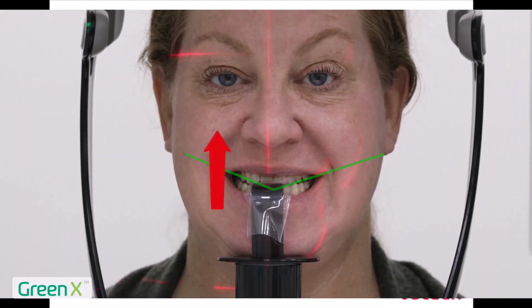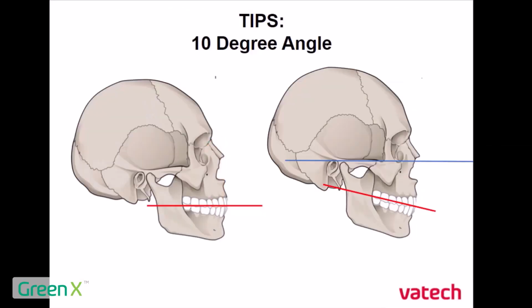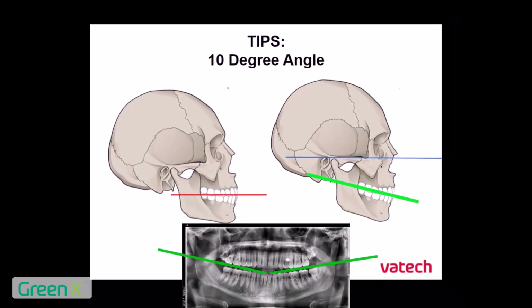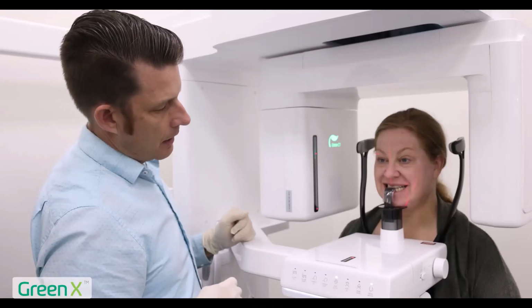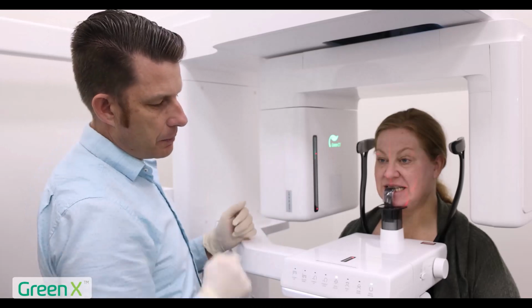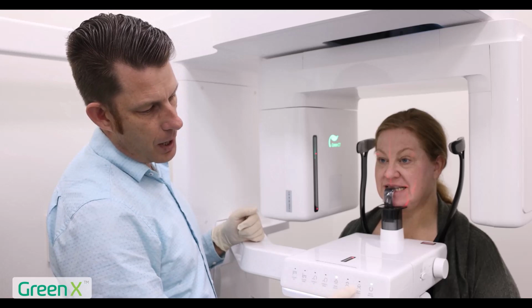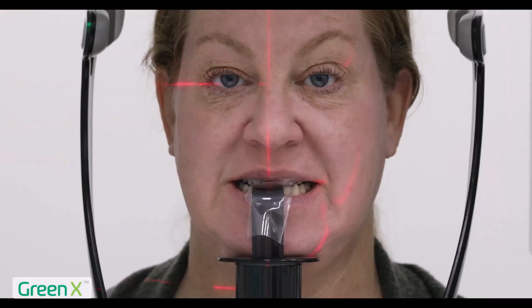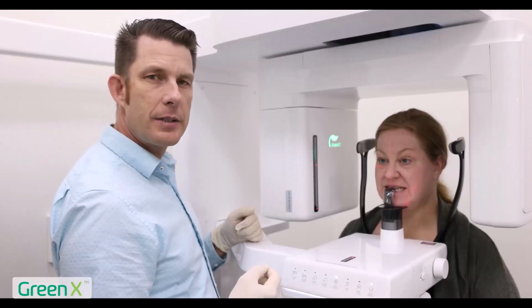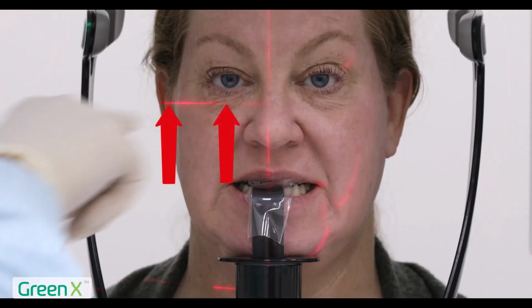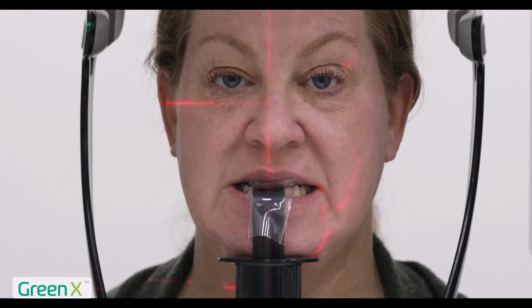As a tip, the objective of this beam is to have the head tilted and the occlusion at a 10-degree angle when positioned in the machine, which produces a slight smile effect in the pan. We do have our Frankfurt horizontal beam shining on the patient's right side of their face. I can use my beam up or down to position this. Two reference points for that beam: top of the tragus to the infraorbital notch of the eye is another reference point you can use when positioning the patient's head.